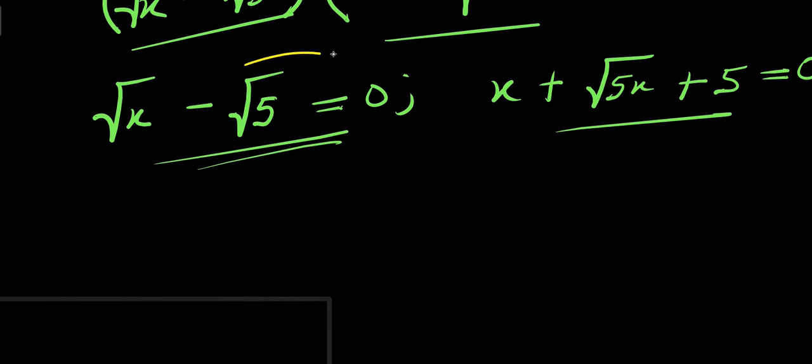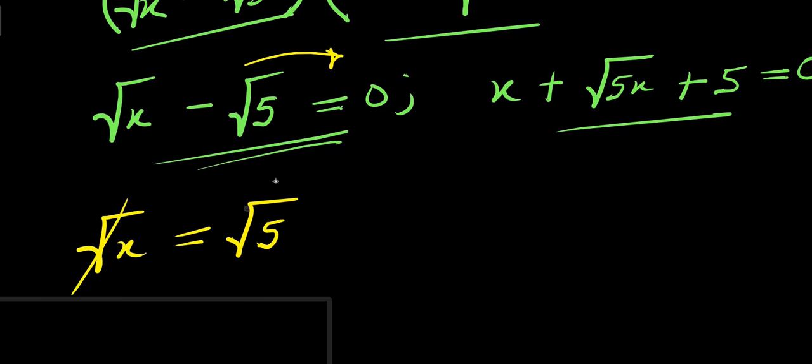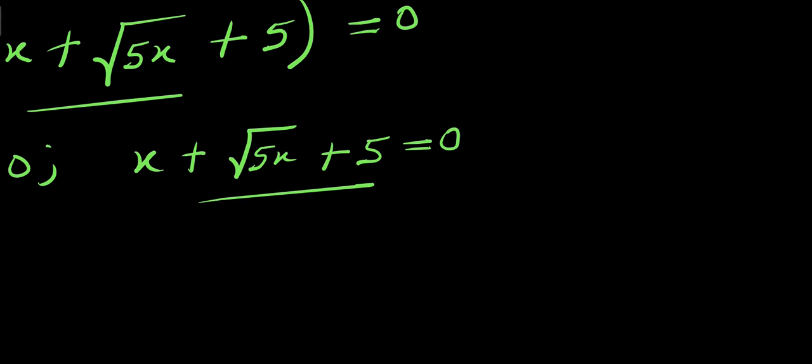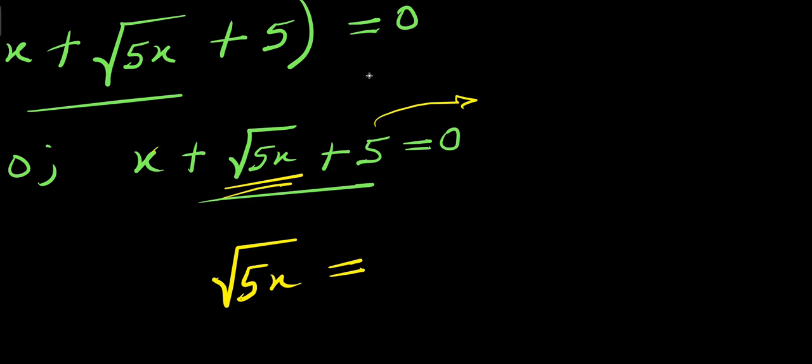The first is we move this over here. We have root x equals root 5. This cancels this, so we have x equals 5. This is our x1. So in this other part here, we are going to make this the subject. We have root 5x, and this equals, I move this over here, I move this over here, I have minus 5 minus x.